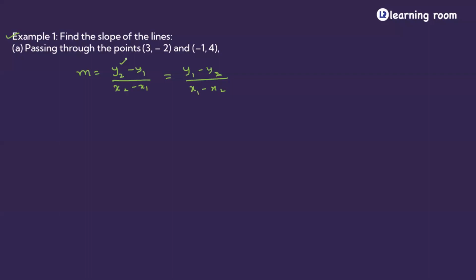So y2 minus y1 is 4 minus (-2)... taking the values as given, -1 minus 3 in the denominator, which gives 4 plus 2 over -4, that is 6 by -4, or it is going to be -2 by 3. So the slope of the line is -2 by 3.